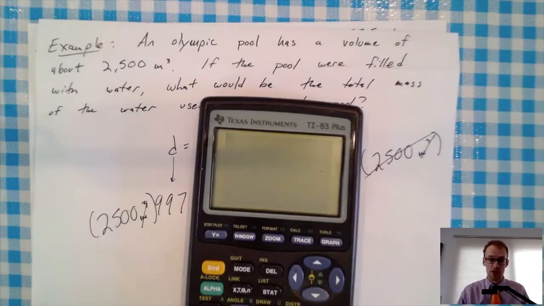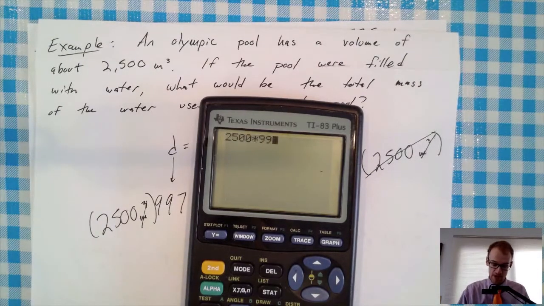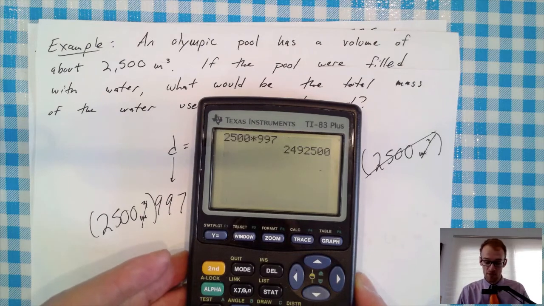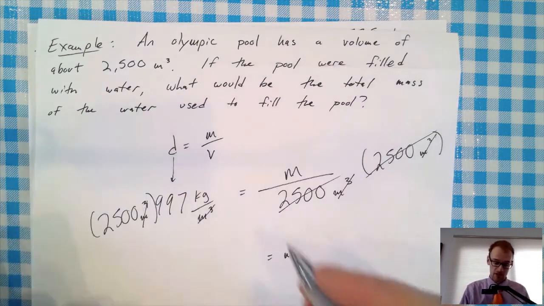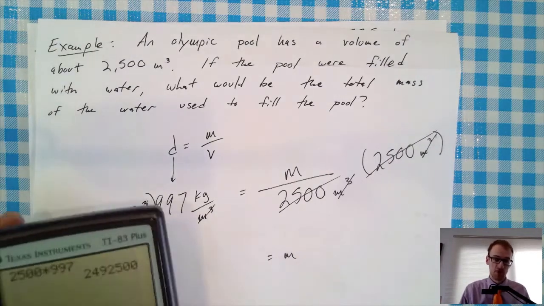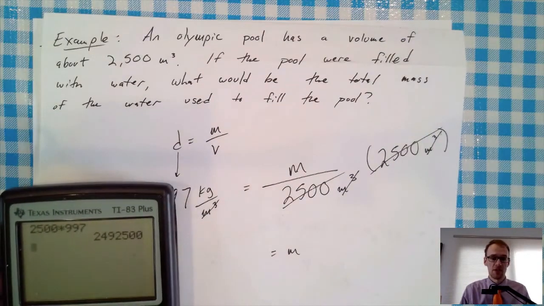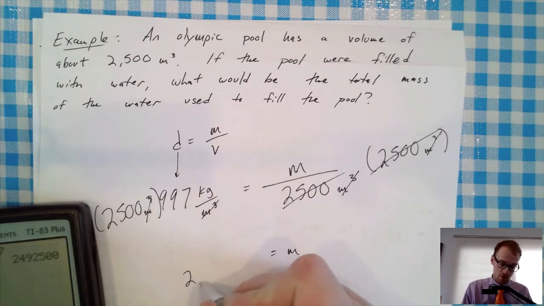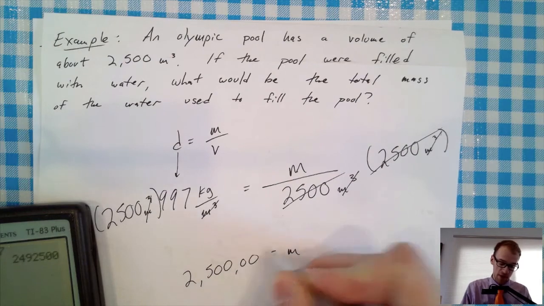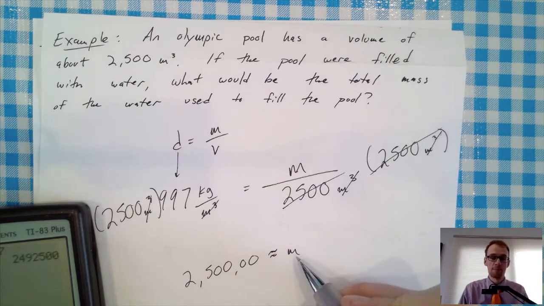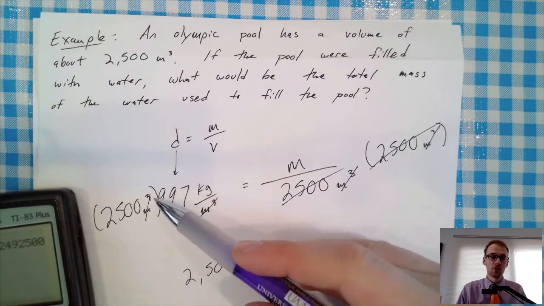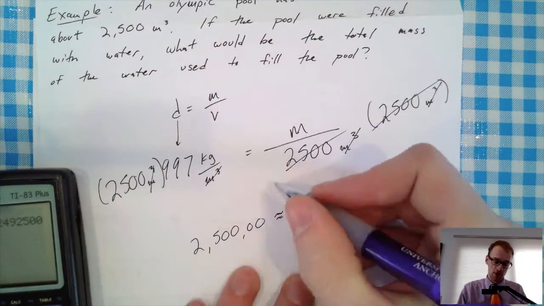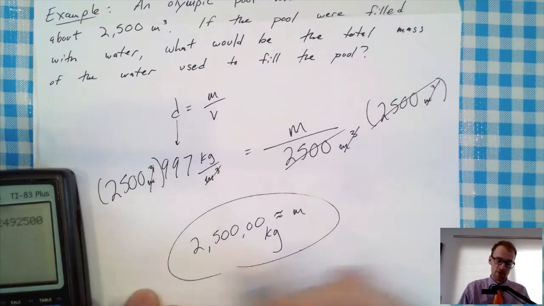Let's go to our calculator here. 2,500 times 997, and we get 2,492,500. So I know that m equals, I'll just round it, we'll call that 2.5 million. So 2,500,000 is roughly equal to m. Notice my meters cubed and my meters cubed canceled. What's left? My unit is kilograms. So it's roughly 2,500,000 kilograms is my mass.